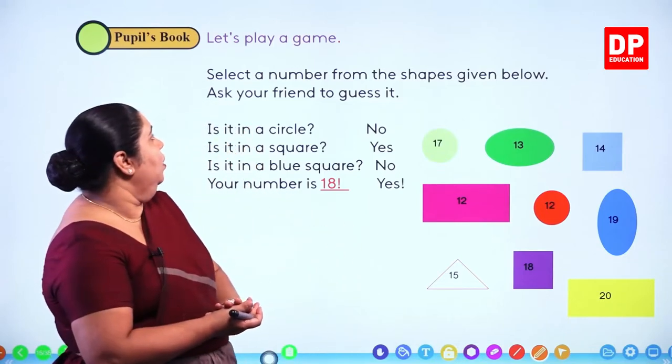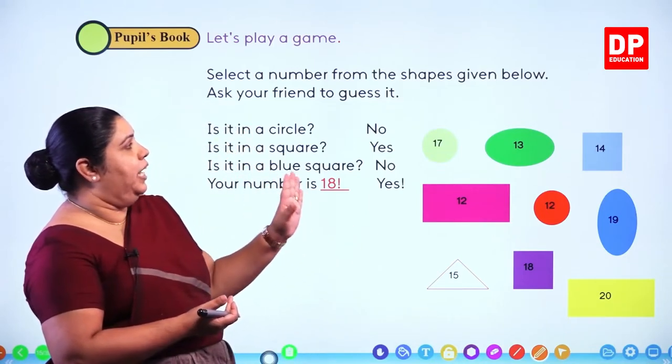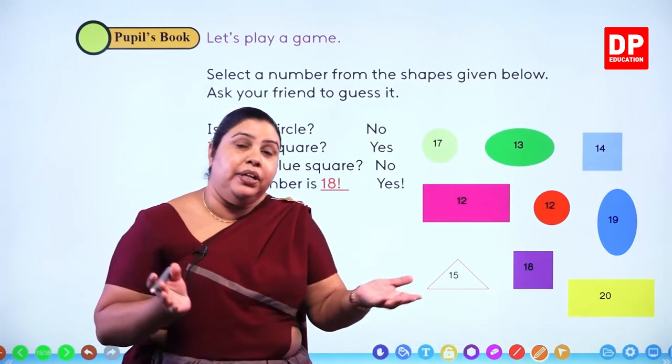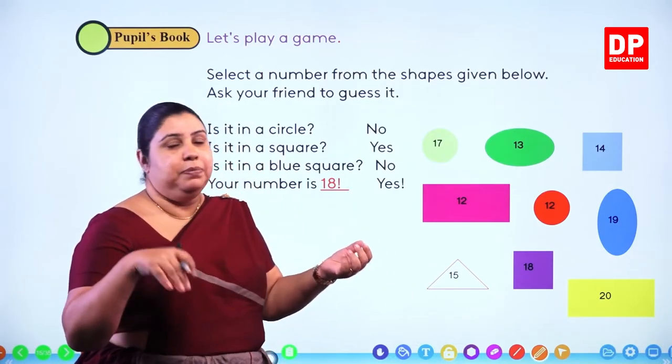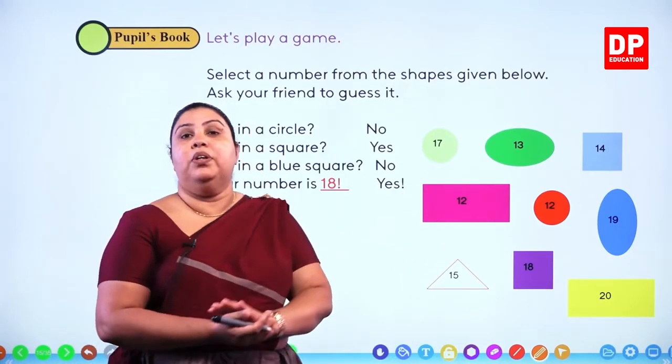Right. So now you select a number from the shapes given below. Even without having little cards or shapes cut out, you can use your book itself.